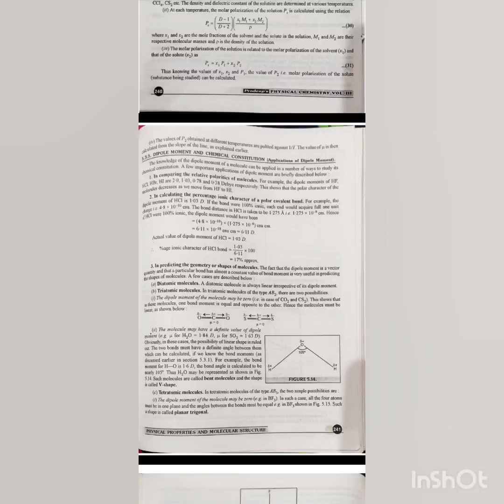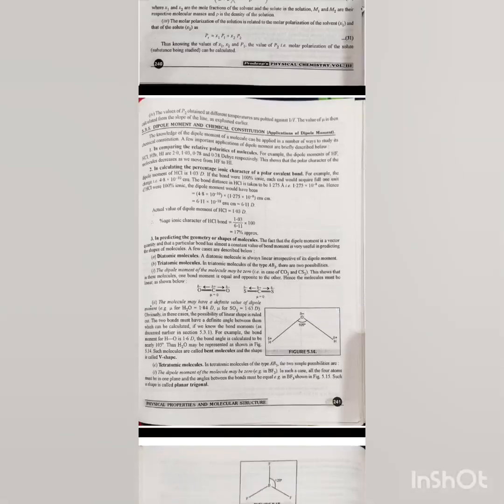This shows that the polar character of the molecules decreases as we move from HF to HI. Second, in calculating the percentage ionic character of a polar covalent bond. For example, the dipole moment of HCl is 1.03 D. If the bond were 100% ionic, each end would acquire a full unit charge, that is 4.8 × 10^-10 ESU. The bond distance in HCl is taken to be 1.275 angstrom, that is 1.275 × 10^-8 centimeter.